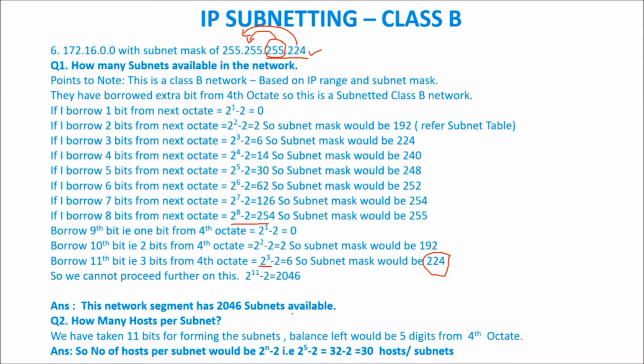How many hosts will it have? It will be the balance. After 11 bits are gone, out of 16, 11 is gone. Balance is 5, so 32. 32 minus 2 is 30. So each network will have 30 hosts. See, this is used in small projects. Suppose you have small projects and you don't have more than 30 systems available, you go with this range.